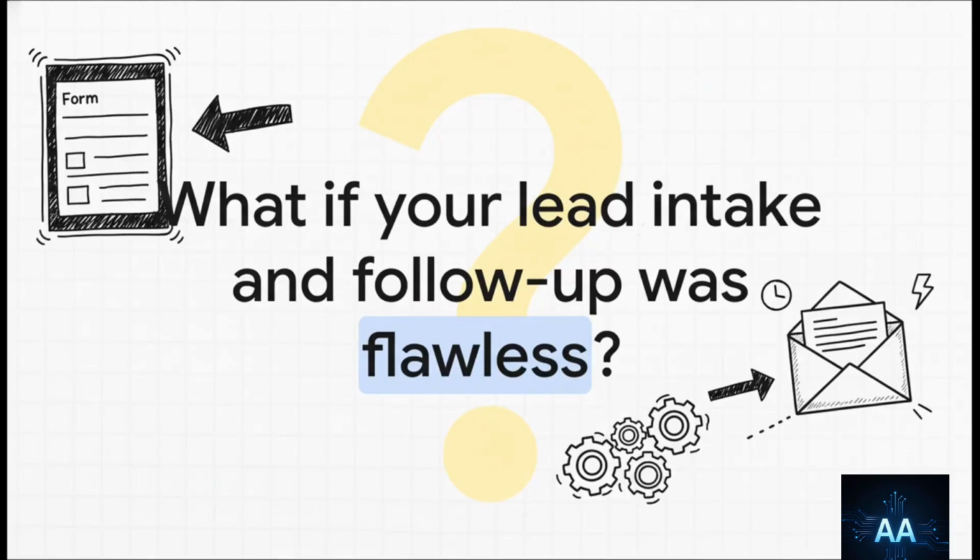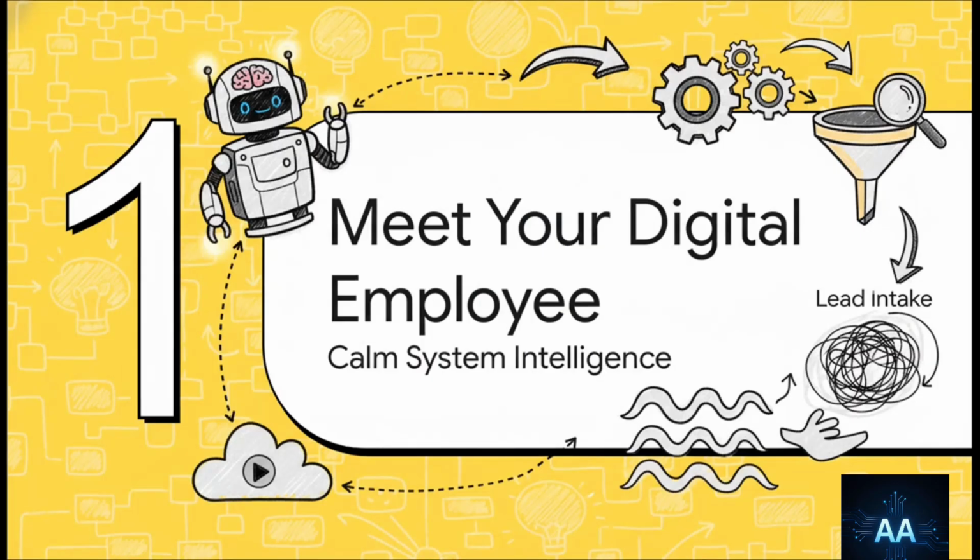So just imagine for a second, what if that whole process, right from the moment a potential customer fills out your form to the second they get that welcome email, what if it was just flawless? I mean, totally precise and instant, every single time. And that, right there, is where your new digital employee comes into play. The big idea here is to replace all that frantic manual work with something we call calm system intelligence. It's a fundamental shift in how you approach your business processes.